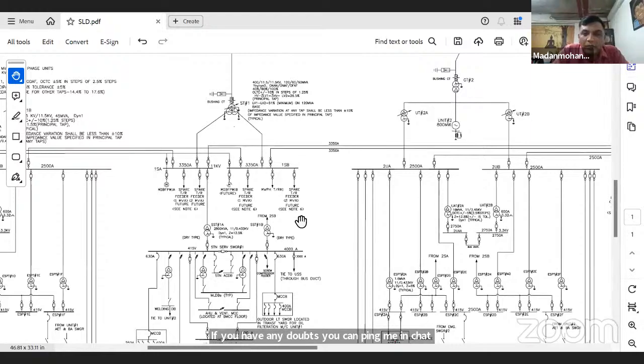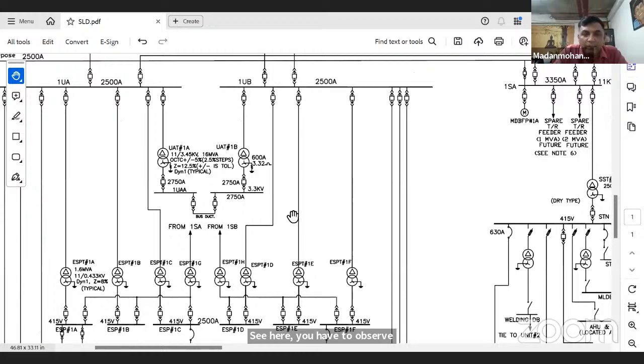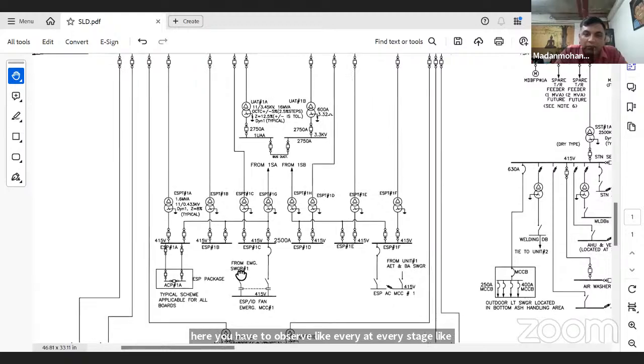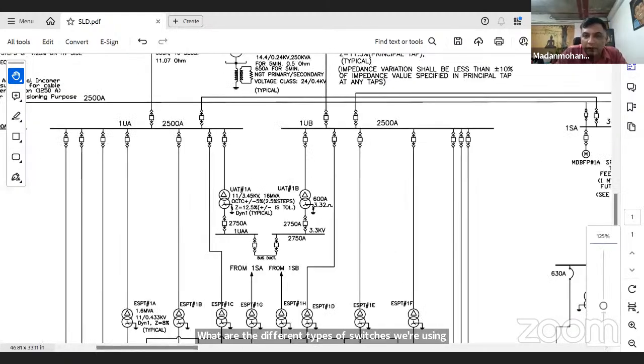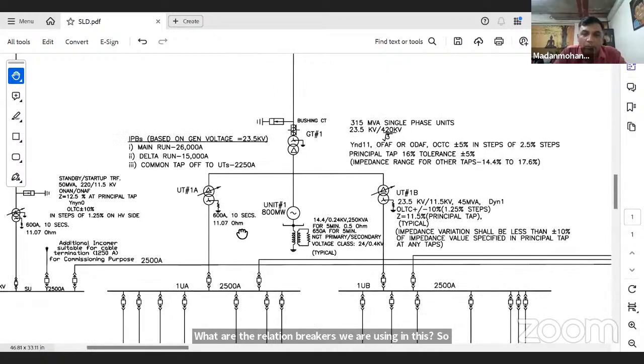See here, you have to observe every stage, like what are the different types of switchgears we're using, like breakers and relays. I think Banu, you can explain what relays and breakers we're using in this SLD, so that it could help them understand better.